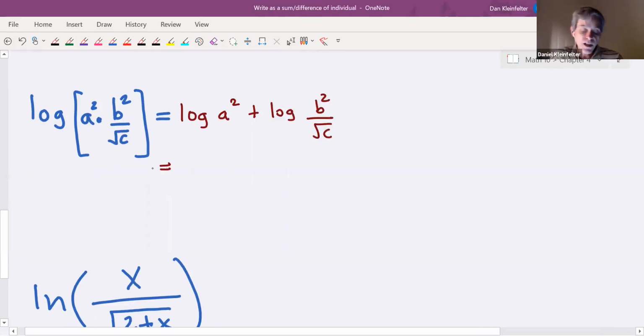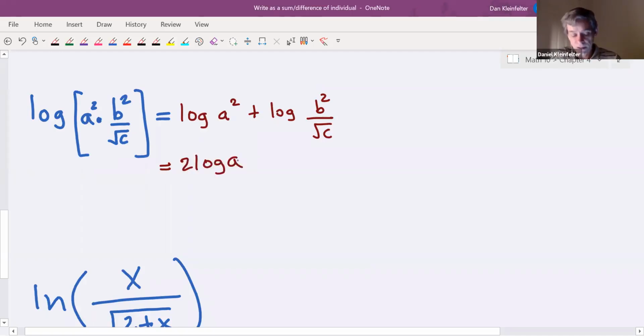All right, so we've done a couple of these. I'm going to see if I can do 2 things at once here. The log of a squared, I'm going to bring the 2 around front, so we'll have 2 log a. And then here, this log of b squared over root c, that's a log of a quotient. So that's going to end up being a difference of 2 logs, okay? And also, the exponents are going to come around front.